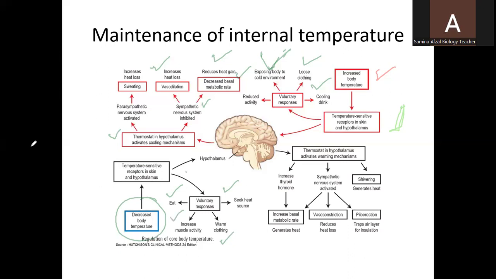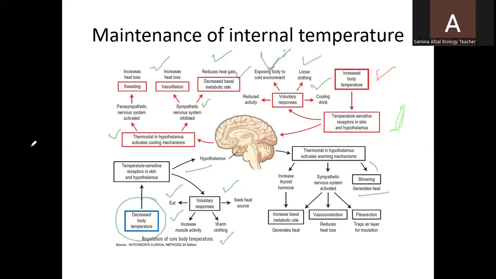And the hypothalamus will also detect the changes in the temperature. So the temperature sensitive receptors in the skin will be activated. And when they are activated, the warming mechanism, the shivering of the body, will start, which will generate heat.